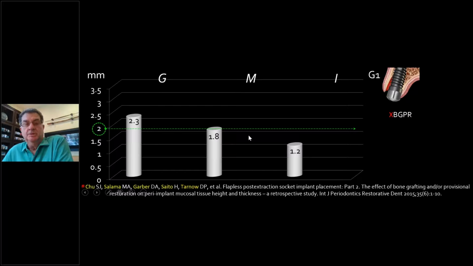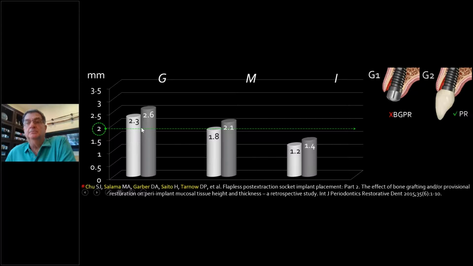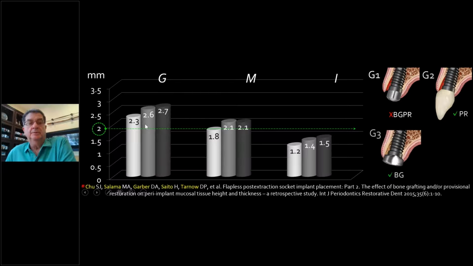Now this is group 1, no graft. What do we see? Incisal is only 1.2 millimeters, 1 millimeter up, 2 millimeters up into the free gingiva, 1.8, and at the top of the implant, 2.3, based on our wound healing for 6 months. So this is what we published back in 2015. Now what happens if we do the other procedures? Number 2, put a temporary on, a little bit better. Number 3, about the same if we just do a graft.